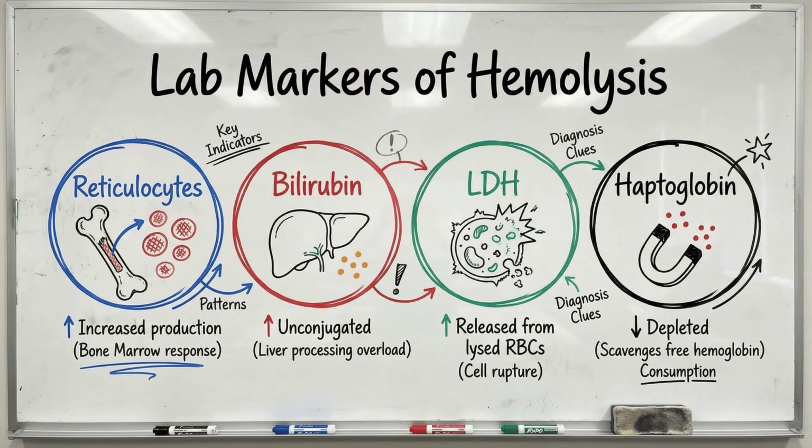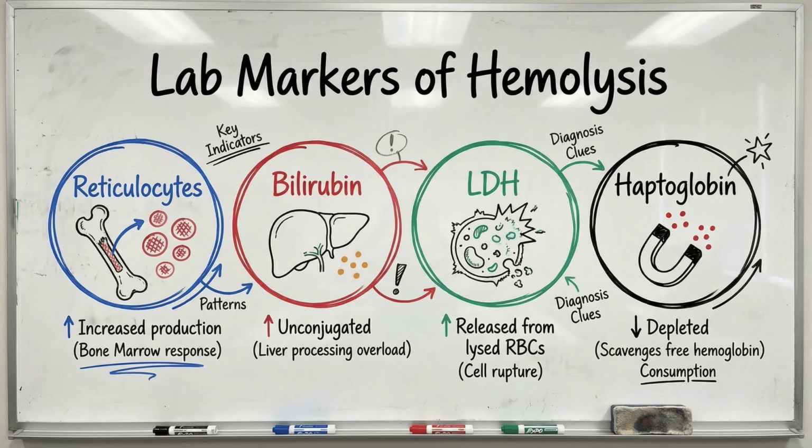Now that we've talked about where hemolysis can happen, let's dive into how we actually prove it's occurring in the lab. We're looking for specific chemical footprints that tell us red blood cells are being destroyed prematurely. Think of these as the body's alarm bells, each ringing for a slightly different reason. We'll focus on 4 key markers: reticulocytes, bilirubin, LDH, and haptoglobin. Each marker gives us a piece of the puzzle, helping us understand the extent and even the type of hemolysis. It's like forensic science for your blood cells.